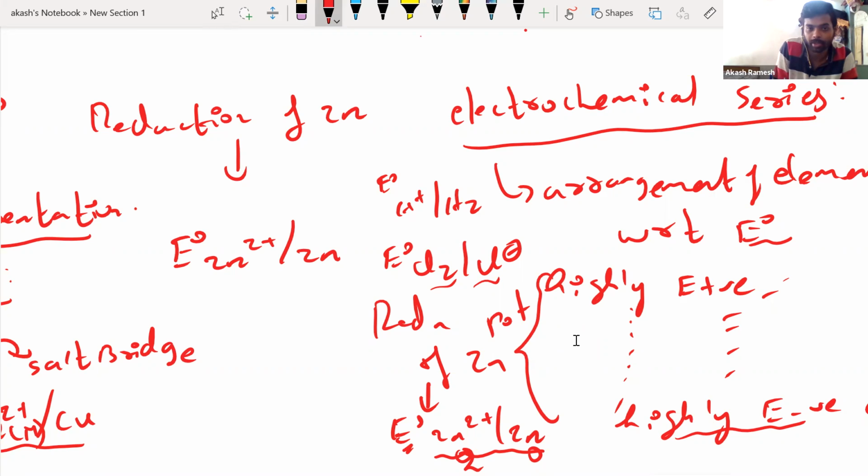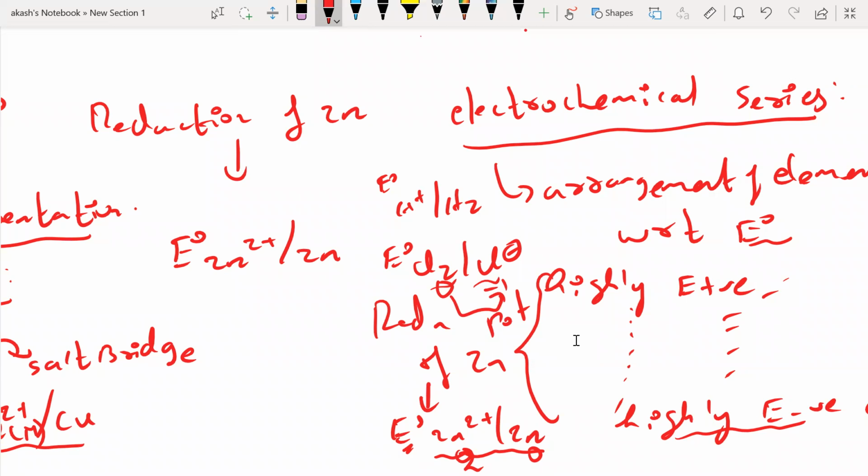Oxidation state of Cl2 is what? 0, sir. 0. What is the oxidation state here? -1. For Cl minus, -1. So what is happening to the oxidation number? Oxidation number reduced. Is reducing. So obviously, that's why we write this.